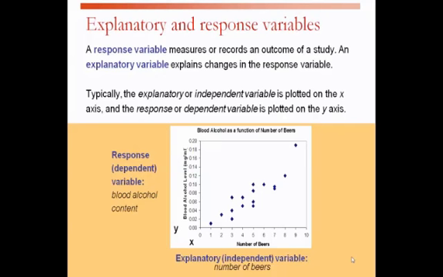Right? Number of beers is the independent variable, or X, or explanatory variable. So that explains what your blood alcohol level is. Does that make sense? The number of beers explains your blood alcohol level. The question now is, what is that relationship?